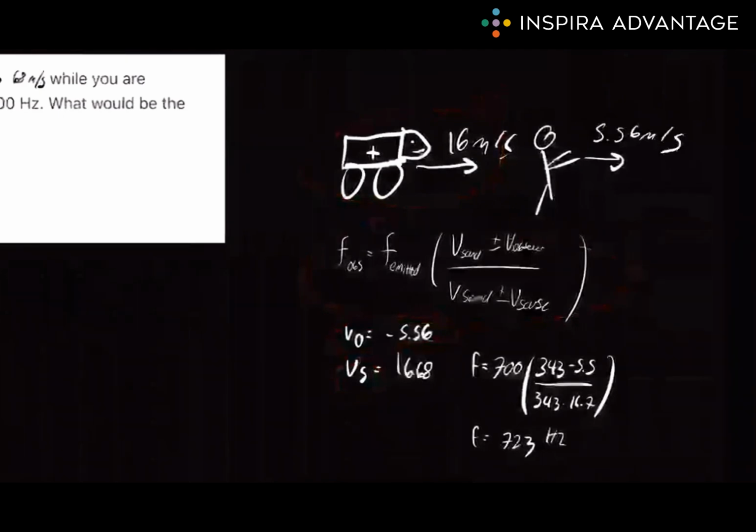So now it's as simple as plugging these numbers in here. We also know that the frequency emitted was 700. That was given in the problem, so we can plug that in nice and easy.